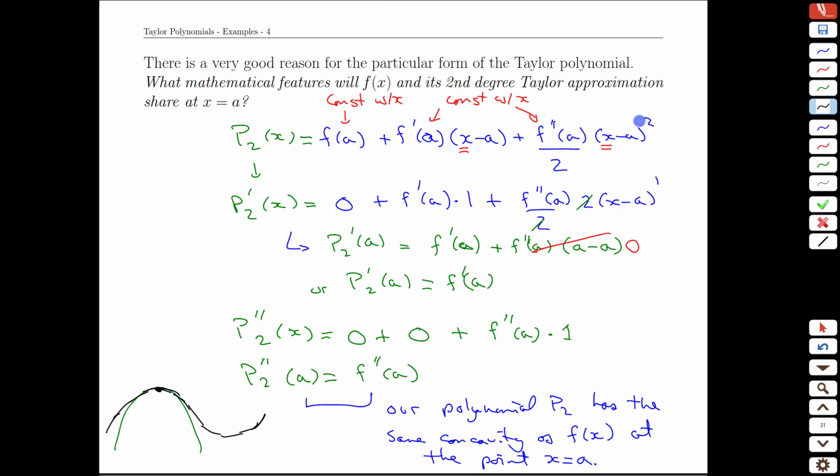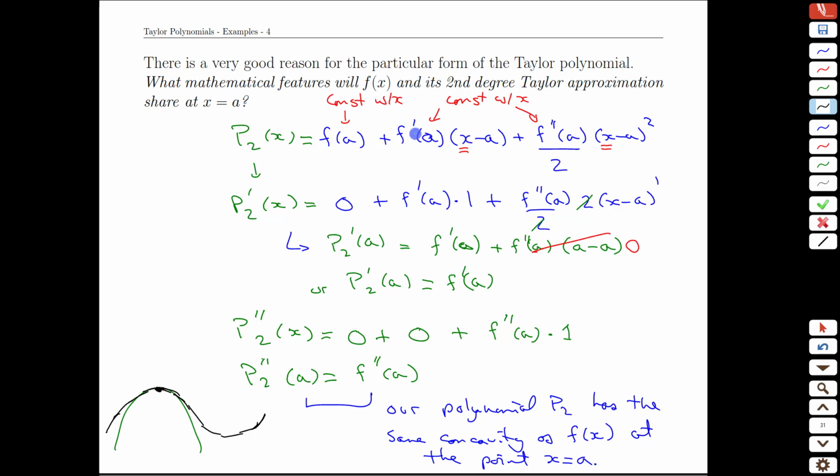But that is only true, going back through these steps, because we had this 2 in the denominator, and that 2 got canceled with the 2 when we differentiated the x minus a squared. This little cancellation was required to get this result, and that's why we have the 2 in the denominator. If we don't have that 2, we don't get the same second derivative for our polynomial as our function.